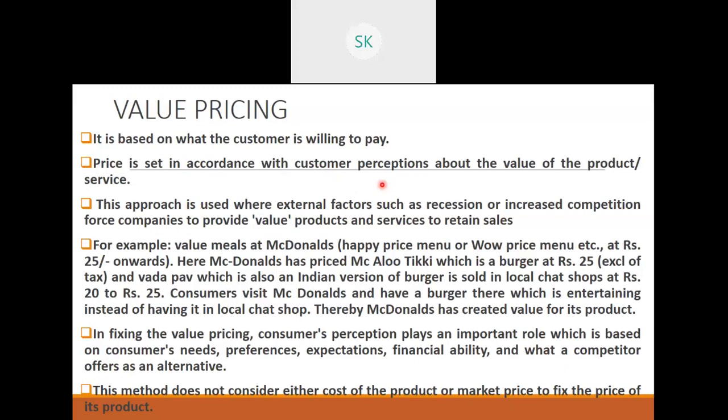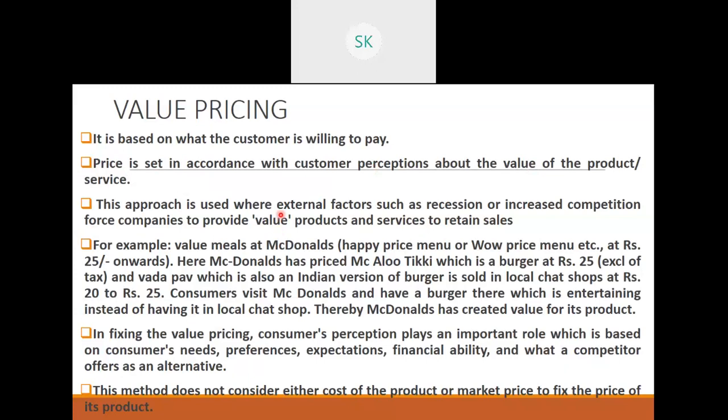Now, let's take for example, if I say the word books, what comes into your mind? You have college in your mind, you have classes, so you have an image which comes up as soon as I say one word. That is perception. Once you see a product, you have that perception in mind, you have these images which come related to that product. So it depends on the customer's perception about the value of the product or service.